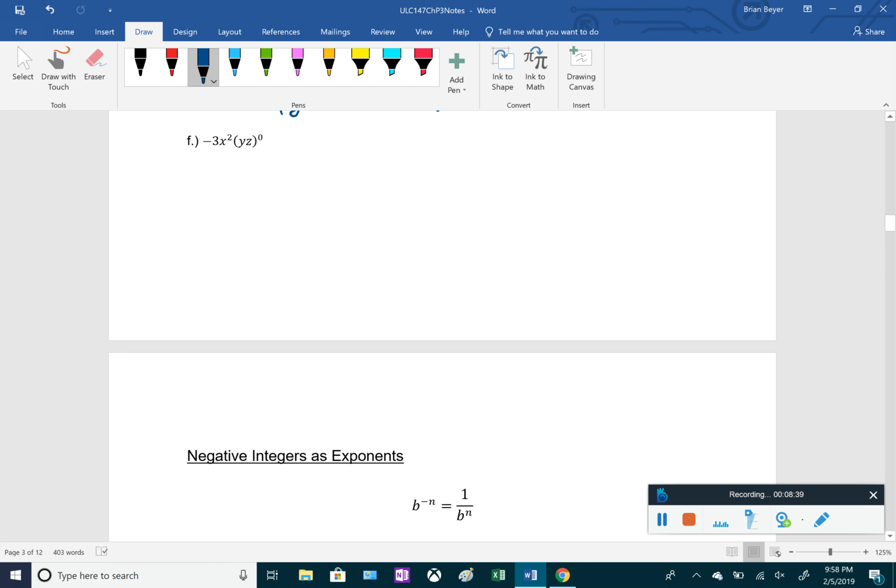The last one here, we have negative 3x squared times yz to the 0. The only thing raised to the 0 here is the yz. So that's just going to be times 1. So this whole thing is just negative 3x squared. Okay, so pretty much just have to be careful with parentheses.